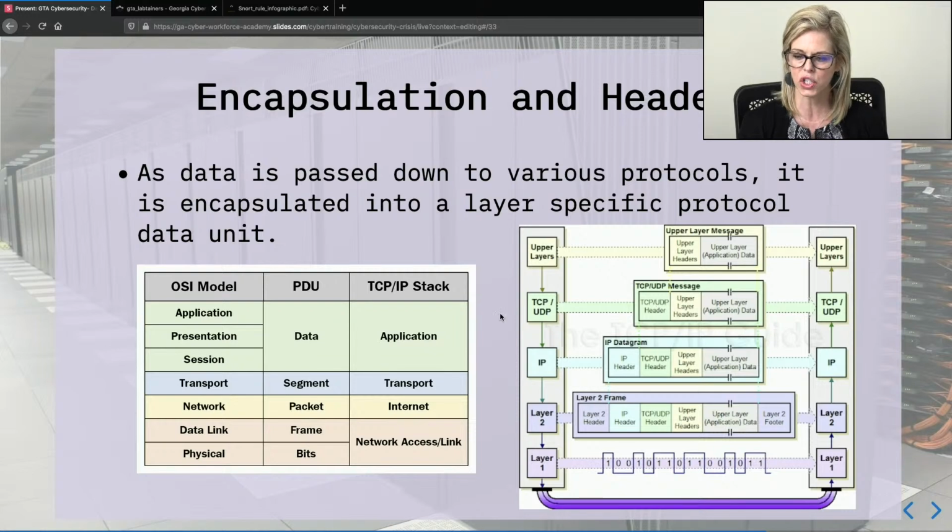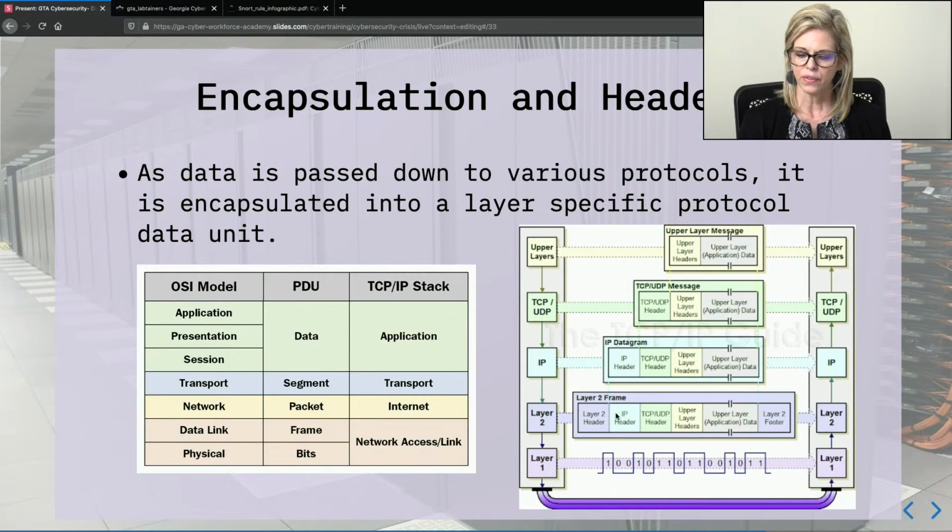As encapsulation is a downward process, we move to layer 3, which is the network layer. We still have our data, our upper layer headers, our TCP UDP header. Now we attach our IP header, and now we have what's called an IP datagram or an IP packet.